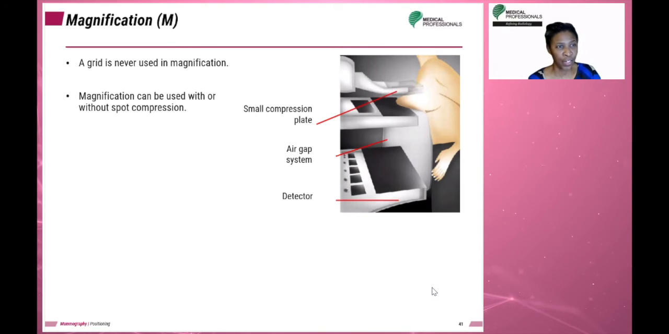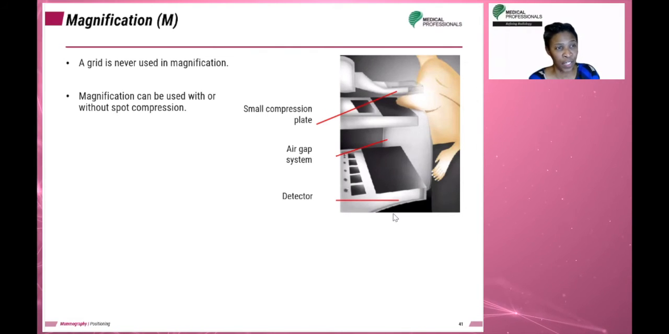Now, magnification. Magnification is performed with a larger OID. The breast is raised off the detector. Because of that raised area, that air gap, typically you don't need to use a grid. It's not recommended that you use a grid with magnification because the air gap takes the place of the grid, basically cleaning up the image by removing scattered radiation.